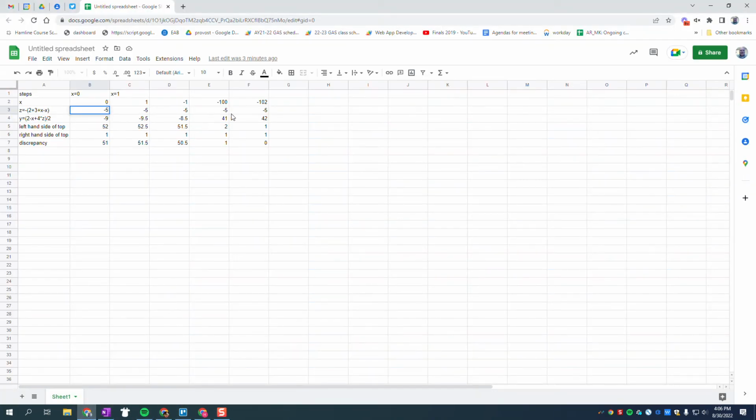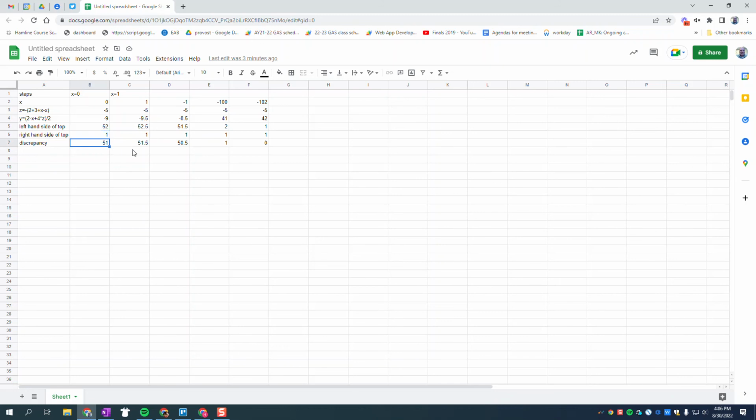Anyways, I just stretched that all the way across. Now y, it turns out, is always going to be 2 minus x plus 4 times z, divided by 2. That's just solving the second equation. So I plug that in as a formula and stretch it across. Then I have an x, a z, and a y, so I can plug in the left-hand side of the top equation, minus x minus 3y minus 5z, and stretch that across. The right-hand side is always just 1, so I subtract the 2.